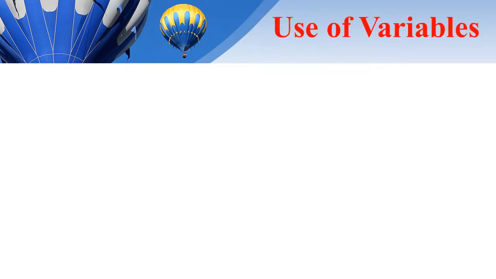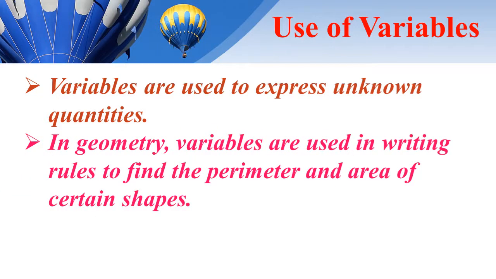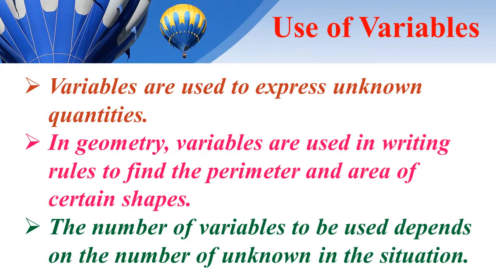Let's see where variables can be used. The first one: variables are used to express unknown quantities. Second, in geometry, variables are used in writing rules to find the perimeter and area of certain shapes. The third one: the number of variables to be used depends on the number of unknowns in the situation.